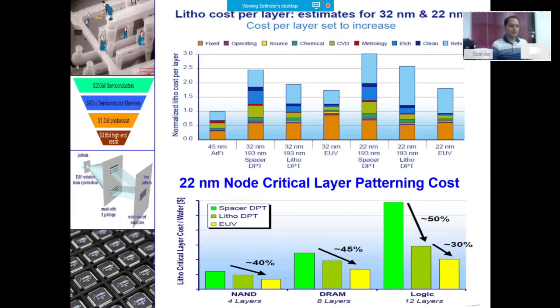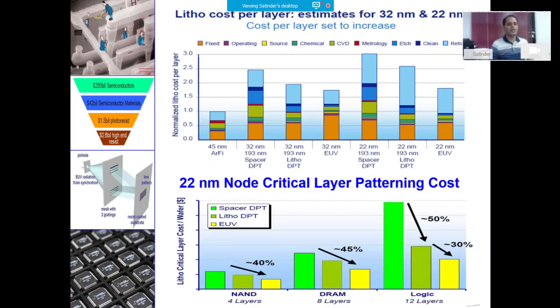Here you can see the litho cost per layer, from the 32 nanometer to the 22 nanometer technology node. If we talk about 193, which is shown here on the left-hand side, you can see that 22 nanometer with the spacer, 20 nanometer with the litho, has a very large cost. But if you see EUV, which is not successful till now, a lot of effort is going in this direction.